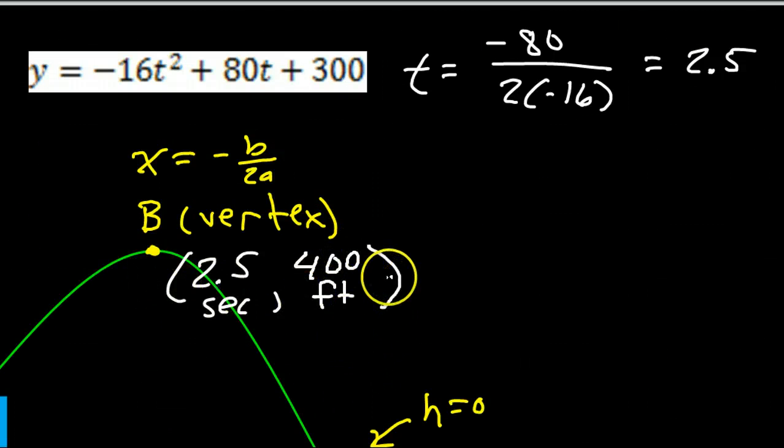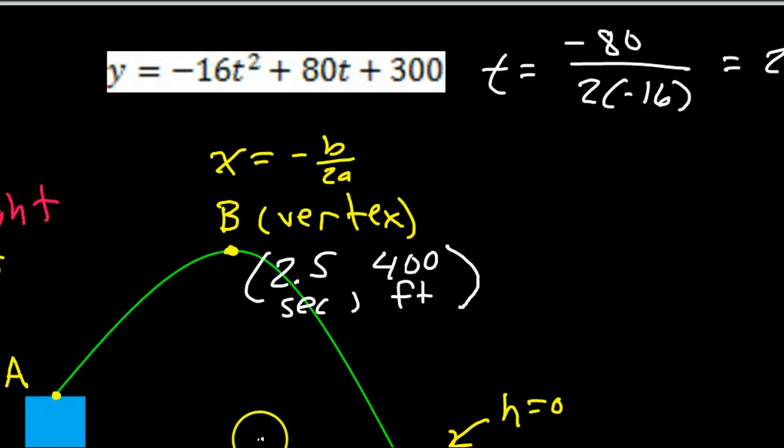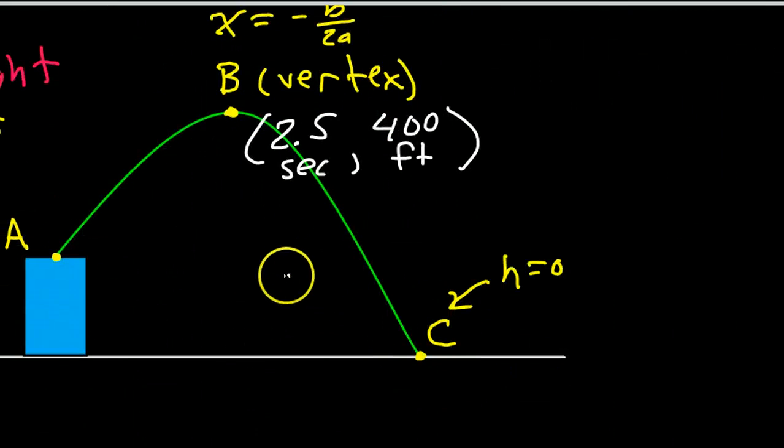Okay, so always keep in mind what this represents. This is the maximum. This is the vertex. So this is the maximum height of the object, and this is the time that it takes to reach the maximum height. Okay, 400 feet, 2.5 seconds.